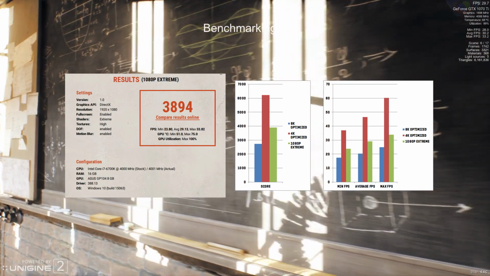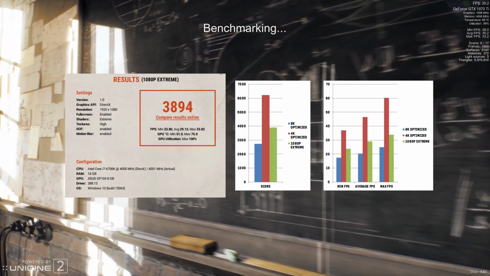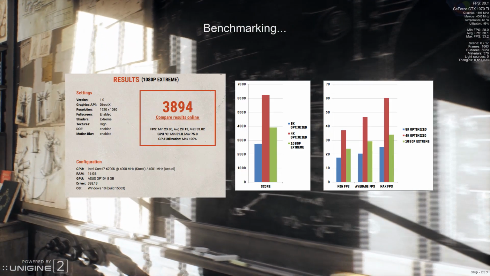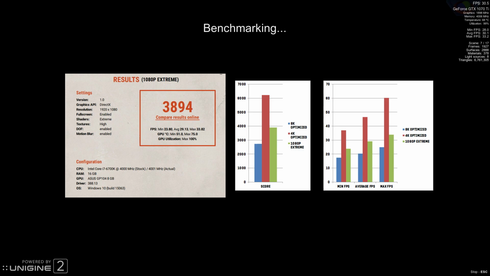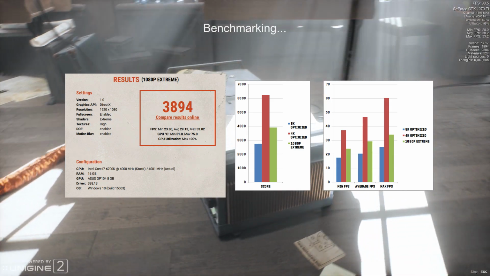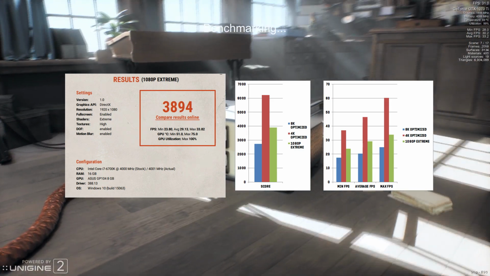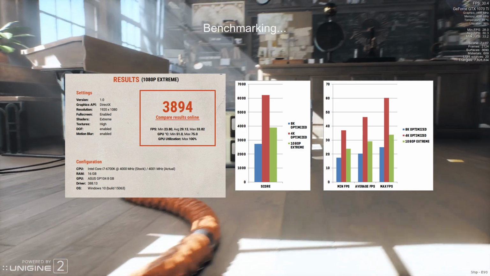At 1080p Extreme, the results are lower at a score of 3894. The card maintained an average FPS of 29.13, a maximum FPS of 33.82, and a minimum FPS of 23.8.